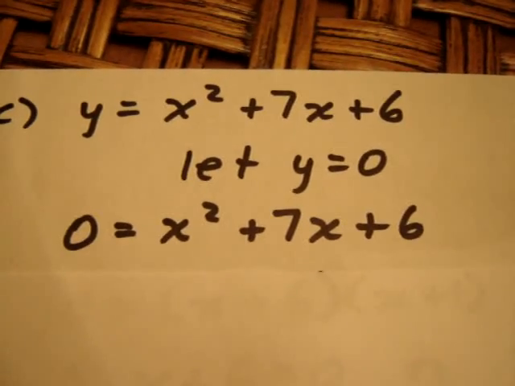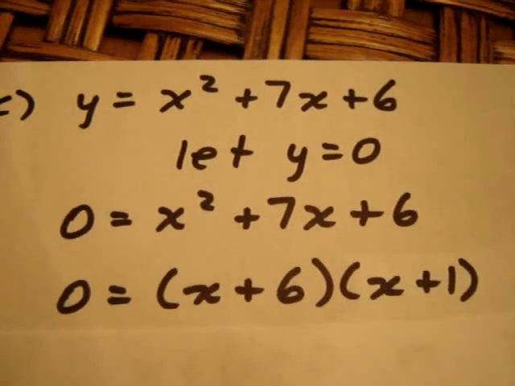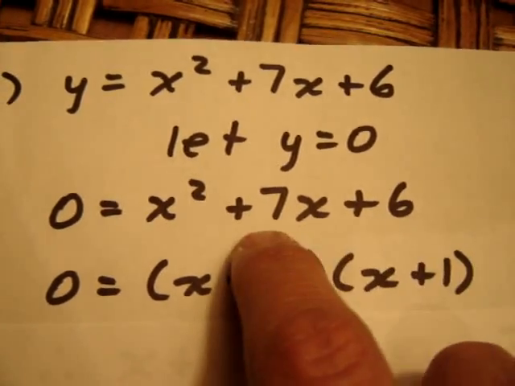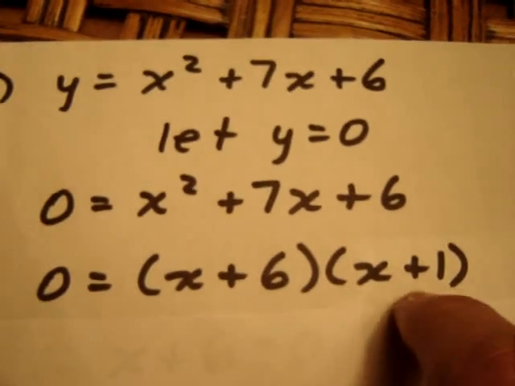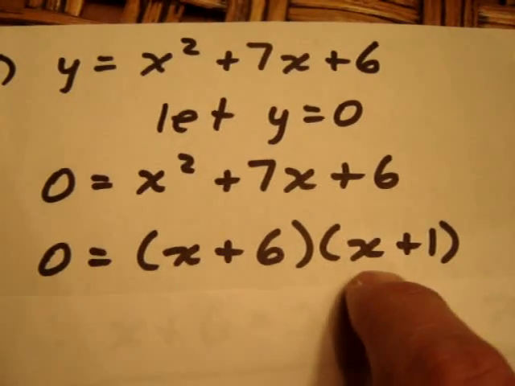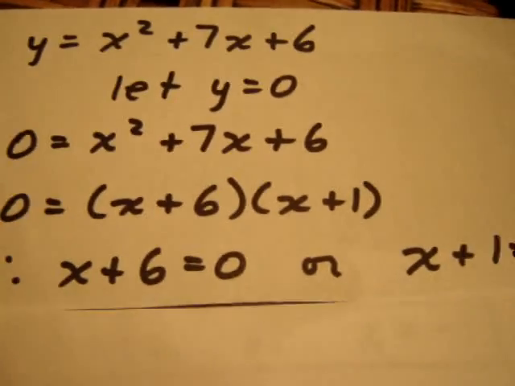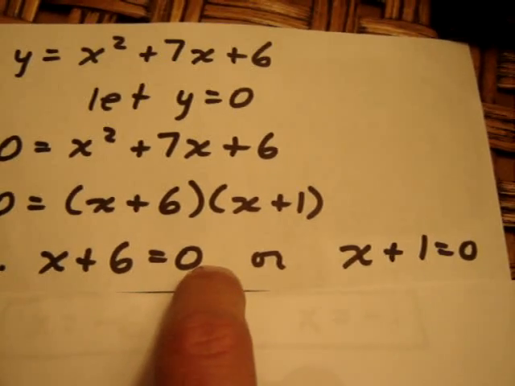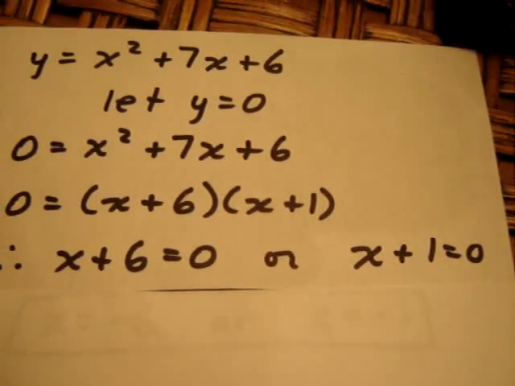We then are going to factor. Two numbers that multiply to positive 6 but add to positive 7 are positive 6 and positive 1. So x plus 6 has to equal 0 or x plus 1 has to equal 0. And again, going back to our grade 9 course, that means x equals negative 6 or x equals negative 1.